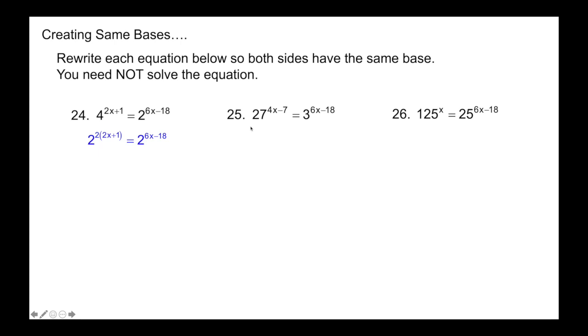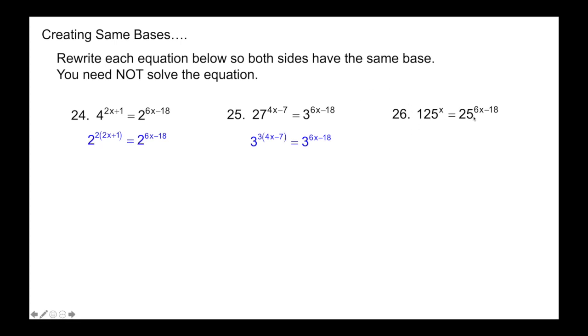For number 25, again, I'm going to start with this 3 and think, can I make this have a base of 3? Well, 27 is the same thing as 3 to the third. So I can write 27 as 3 to the third and keep that 4x minus 7 there. I could either go with this, or I could then distribute this 3 in and get 12x minus 21. And certainly if we were solving it, we would want to do that.